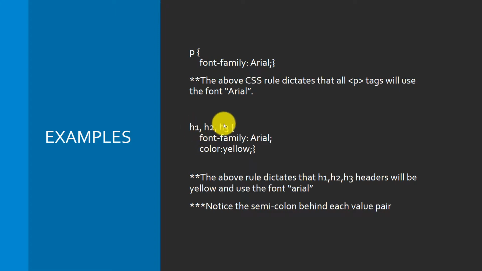Anyway, this selector down here, we have multiple selectors separated by commas: H1, H2, H3. And for each one of these, we're setting the font to Arial, semicolon, saying this is done with this rule. And we're also going to add a rule here for the color yellow. And you can add as many rules as you want. You can add as many elements as you want.